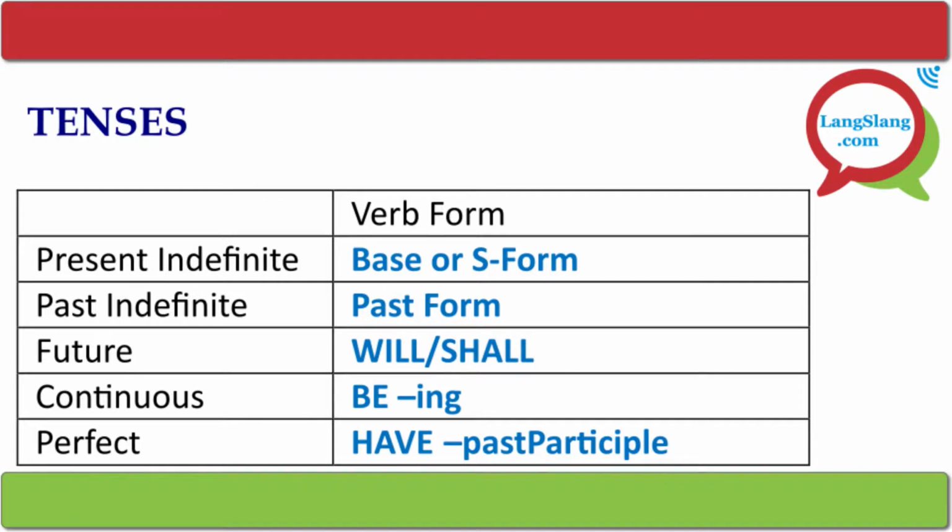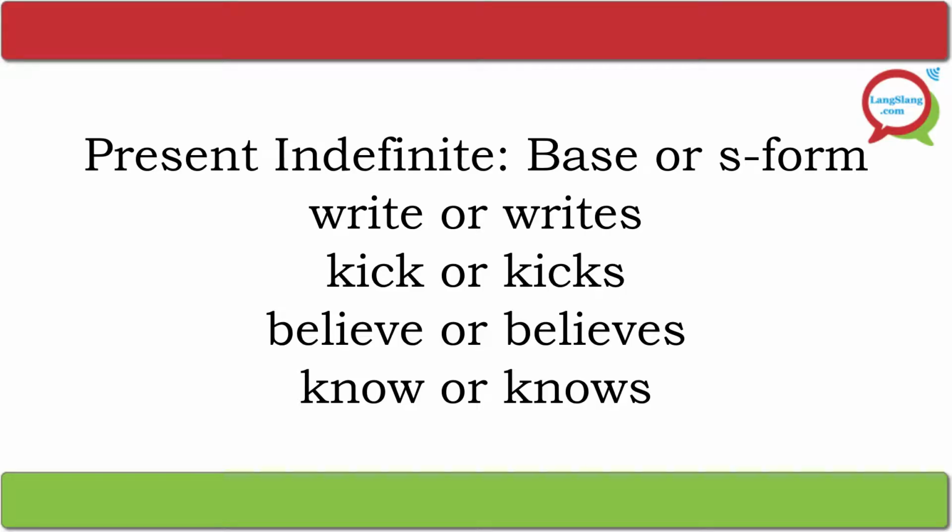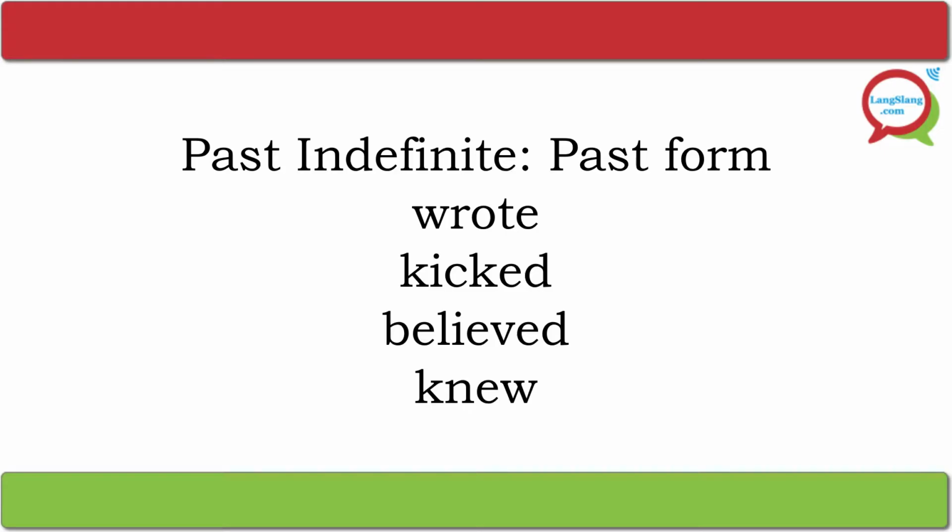And if it is future perfect, you will be using will and then the have, and then the past participle. So it means that if you are making a present indefinite, you will be using either the base form or the S form. Means you will be using either write or writes, kick or kicks, believe or believes, know or knows. If you want to make a past indefinite, you will be using only the past form. That means wrote, kicked, believed, knew.